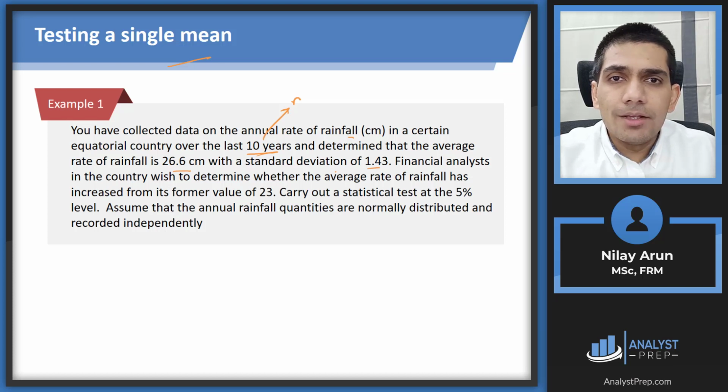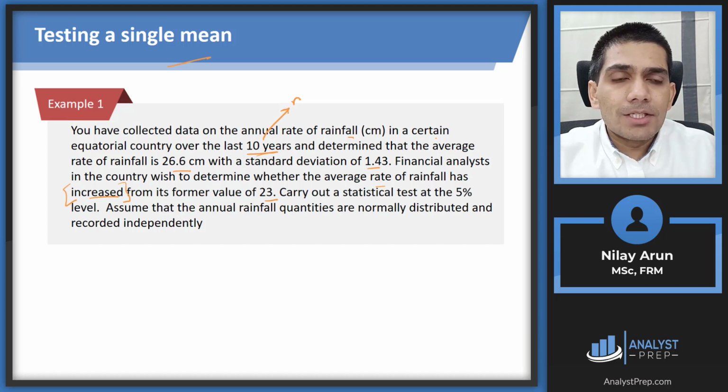Now, financial analysts wish to determine whether the average rate of rainfall has increased from its former value of 23. Now pay attention to this term, increased. They're specifically asking whether the rainfall has increased from the value of 23, which means they're not looking at the decrease part at all. They're only looking at the increase part. That tells you that this is a one-tailed test, because we are not looking at both sides of the distribution. We are specifically interested in one side, and that is an increase. So it is a one-tailed test.